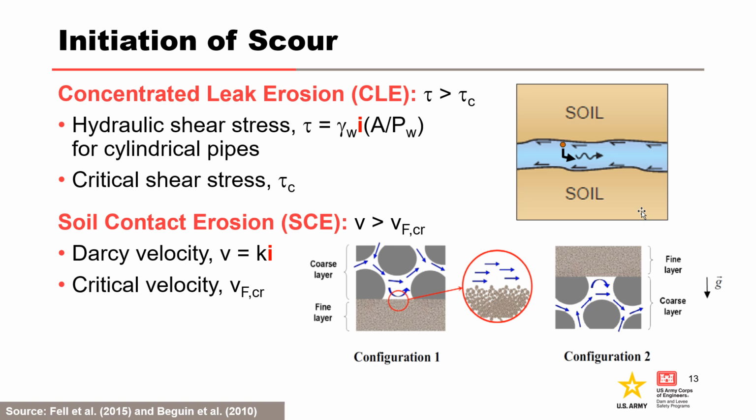For scour, you cannot just discuss hydraulic gradient. For concentrated leak erosion, hydraulic shear stress is a function of hydraulic gradient as well as pipe or crack geometry, and the critical shear stress is dependent on erodibility. For soil contact erosion, the Darcy velocity is a function of hydraulic gradient and horizontal permeability, and the critical velocity is based on a theoretical critical value from experiments, which is a function of particle size and porosity.